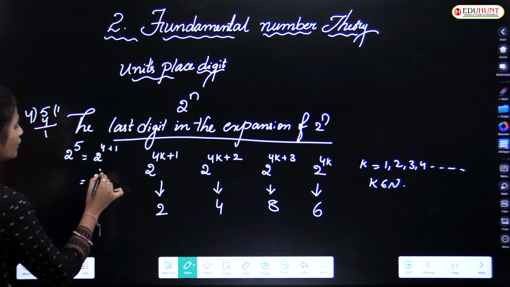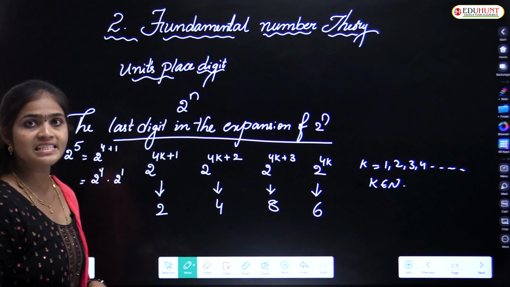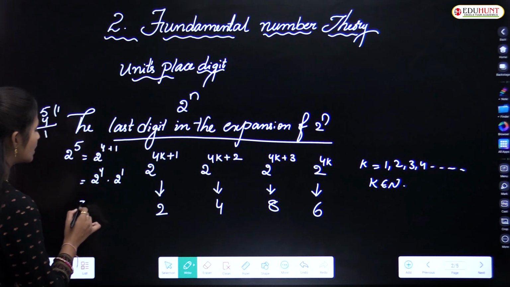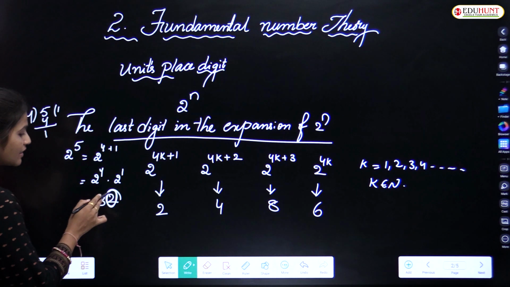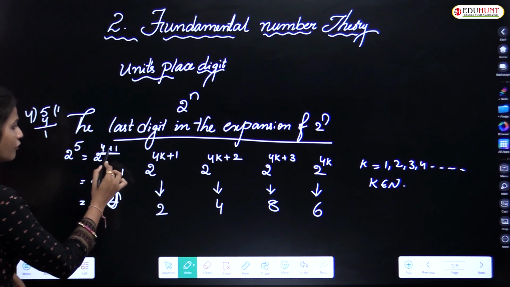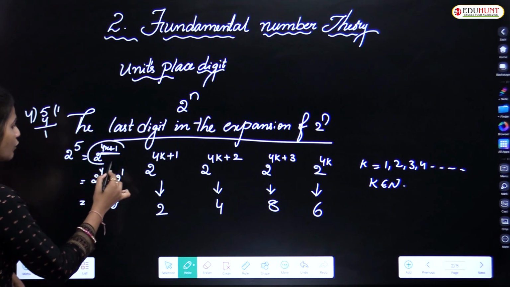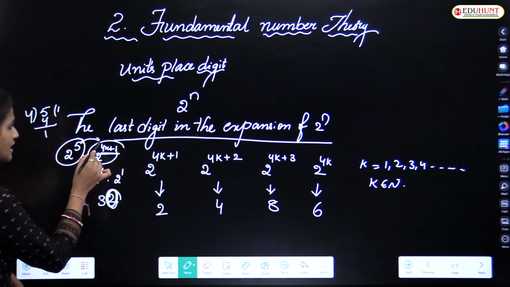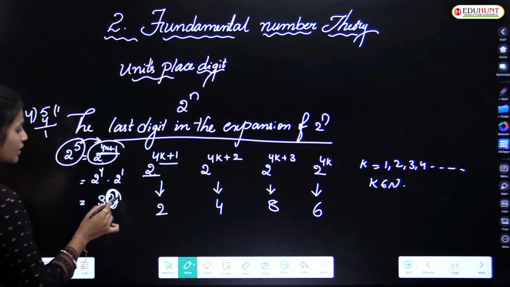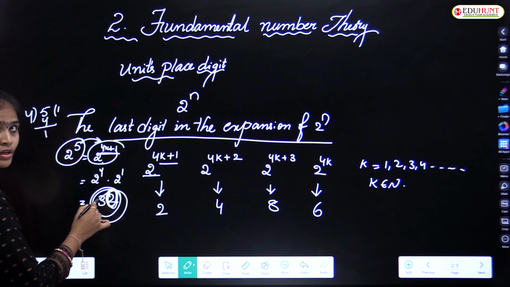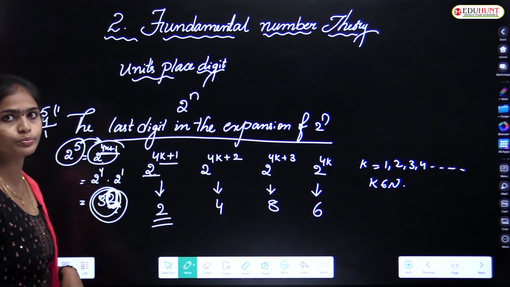So 2 power 4 into 2 power 1. 2 power 4 is nothing but 16, 16 times 2 is 32, you know that. So what is the units place digit here? Now this is in the form of 4k, that is 4 into 1, so 4k plus 1. Now the value is 32, so its units place digit is 2. That's what I am saying here, 2.